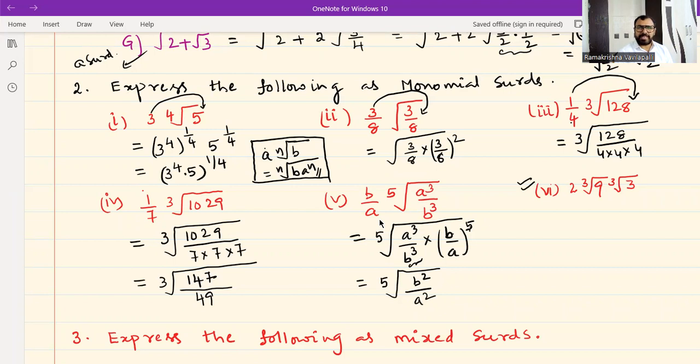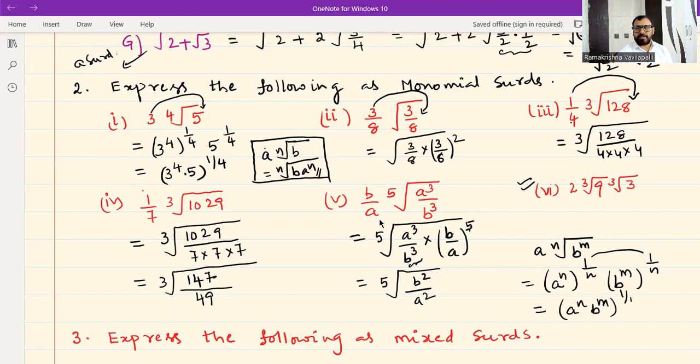So here the main logic is a into nth root of b to the power of m, for example. So this a I can write a power n power 1 by n. Second one is b power m power 1 by n. Right? Here the power is same, so we can multiply the bases. So we can write a power n, b power m whole to the power of 1 by n. So these techniques are very, very important to simplify the expressions.